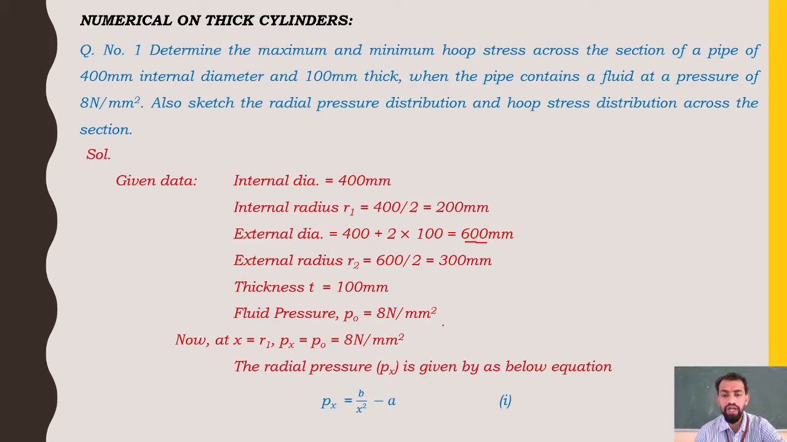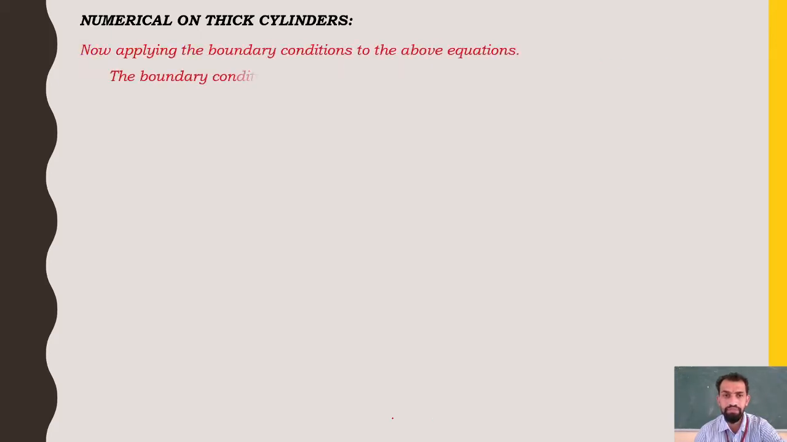Now we need to find out the radial pressure according to the given equation. So at x equals R1, Px will be equal to P0, meaning the fluid pressure. Fluid pressure is 8 Newton per mm square. Then the radial pressure Px is given by the below equation: Px equals B upon x square minus A, as the first equation in the numerical.